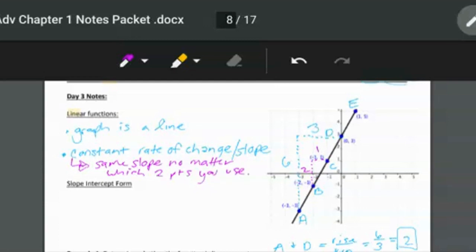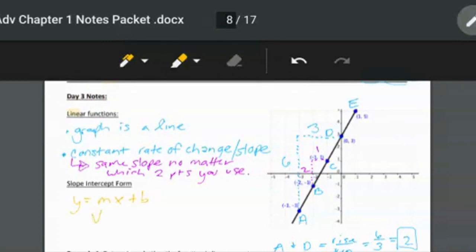All right. Next, we got to talk about slope-intercept form, which I think you guys have heard of before. That's really just your y equals mx plus b. So you guys have known this for a while. We just got to review it.